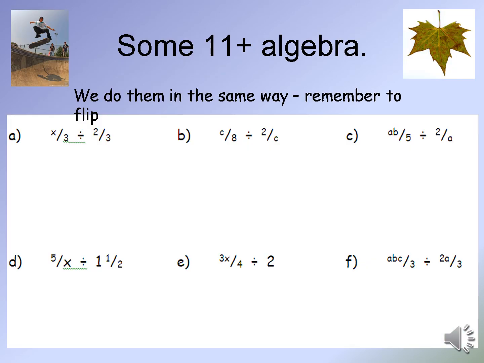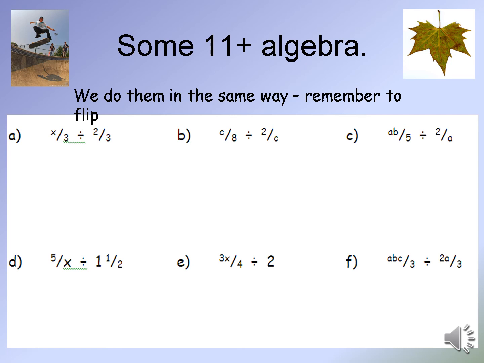Okay, I'm going to move on to the next screen, and this has got the algebra fractions. So they're exactly the same. Remember the rules. So if I do the first one with you, x over 3 divided by 2 over 3. We keep the first one, x over 3, change the sign to multiplication, and the second one becomes 3 over 2. So it's 3 times x, which is 3x over 2 times 3, which is 6. So the answer to the first one is 3x over 6.